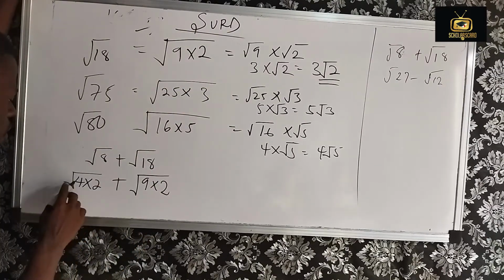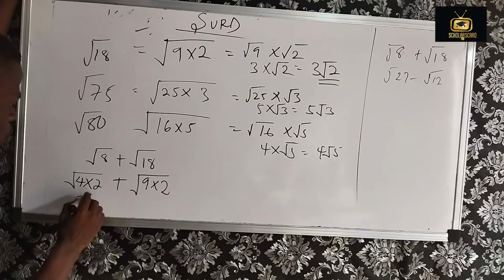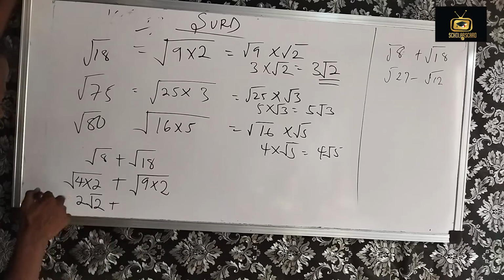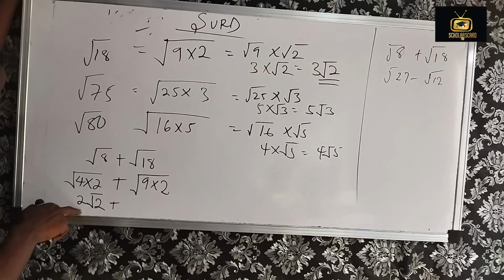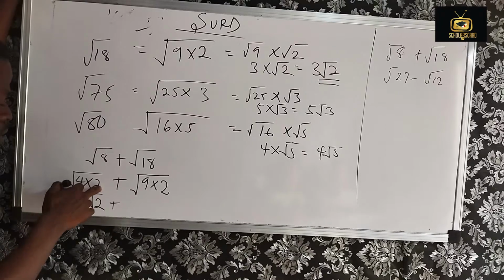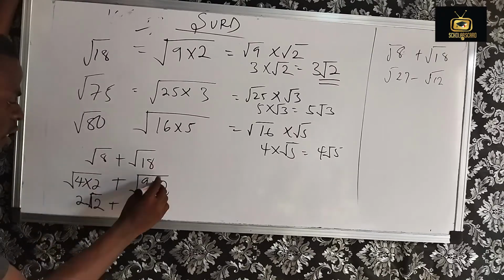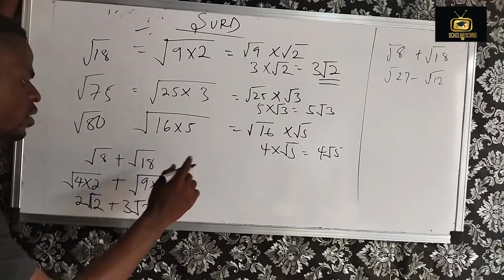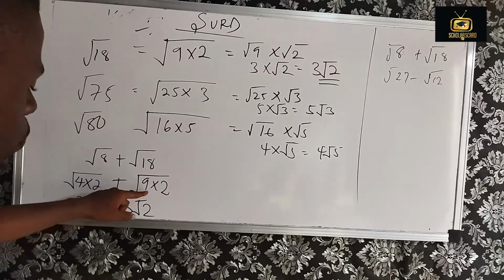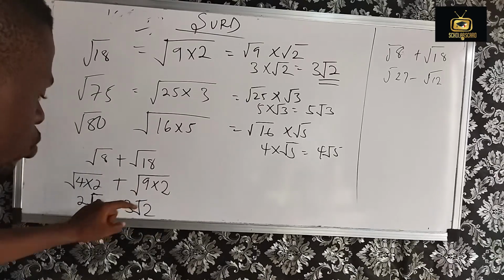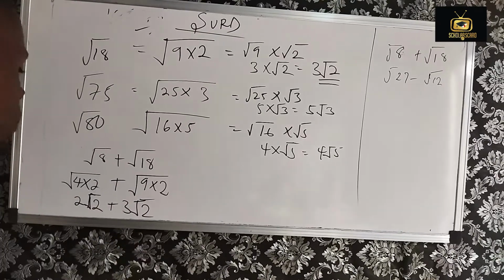Now, the square root of 4, we have 2 root 2. So no need of us finding that. Don't forget that the square root of 4 is 2. We now have this 2. Don't forget we cannot find the square root of 2. Just put it there, root 2. Then the square root of 9 is 3, root 2 here. Under the square, we have 9 times 2, so the square root of 9 is 3, root 2.